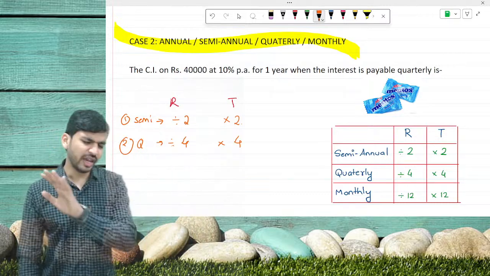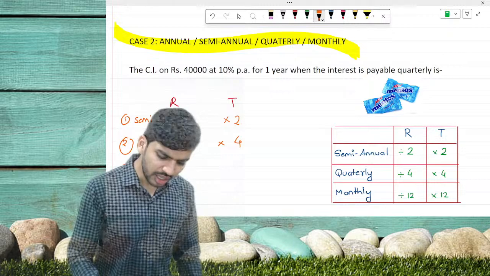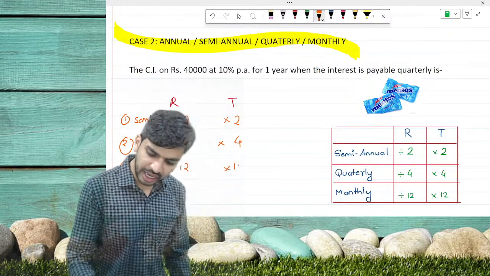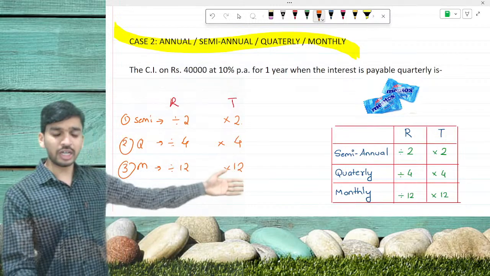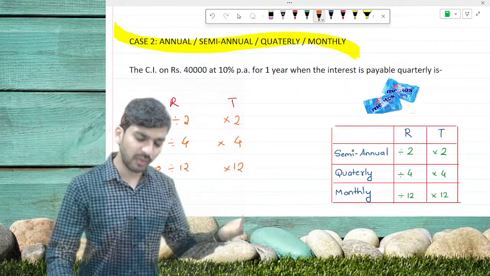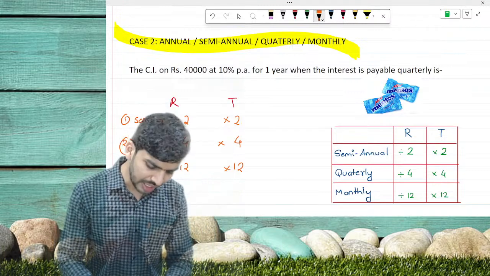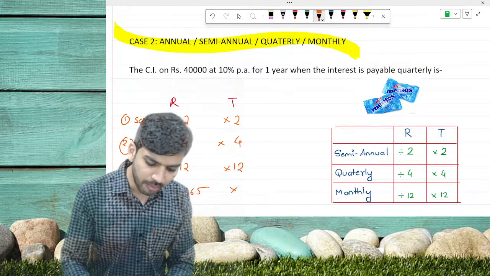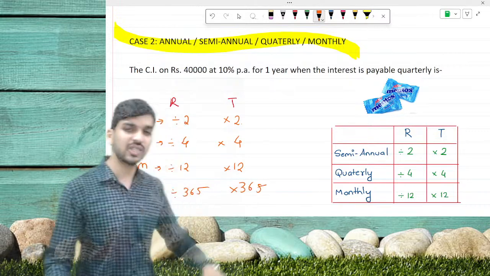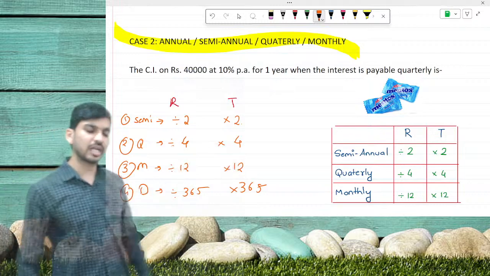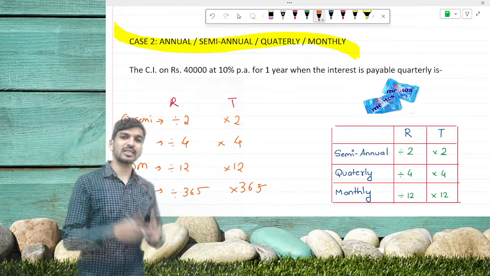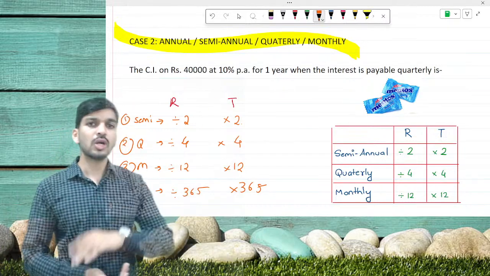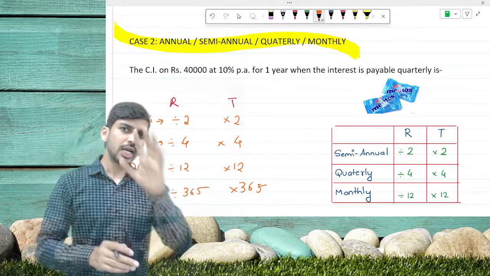I'll tell you how. Very easy, very easy. And then third, that is monthly, divide by 12, multiply by 12. And one which I have not written because it is not asked in exams frequently, but it can be there: that is daily compounding, divide by 365, multiply by 365. This is not possible on calculators, so that's why this question is not there in your exams. But yes, if it is there, this is how you need to solve it. All of you understood this. Now let's crack the question.